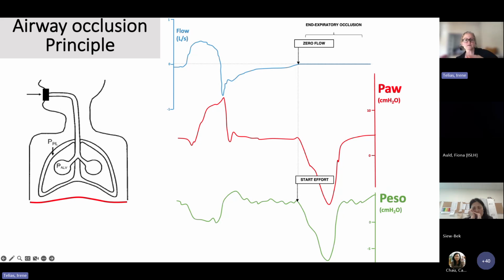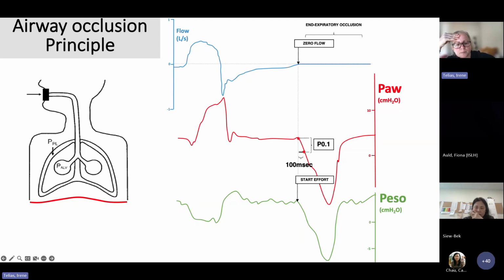For two reasons. One is the diaphragm contracts in a much, much more efficient condition if there's no flow. So for the same drive, you will have more effort. The second is there is sometimes an unconscious reaction to the occlusion, so the drive might increase a little bit after a certain amount of time. So from this maneuver, which is an end expiratory occlusion, we can gather two parameters. One is the famous P.1.